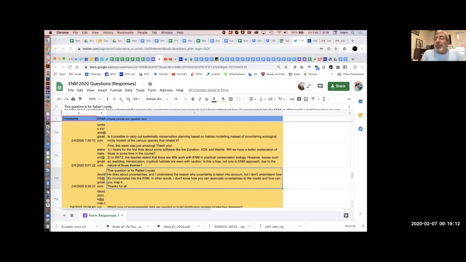And so pretty typically what we do these days is we create a lot of replicate models under a bunch of different assumption sets. And then we see which areas are consistently identified as suitable and which areas are not. And we can use those essentially consistency maps or agreement maps as a measure of uncertainty.